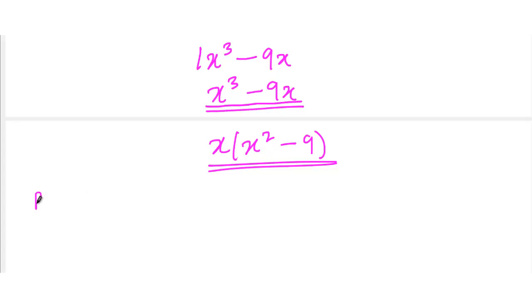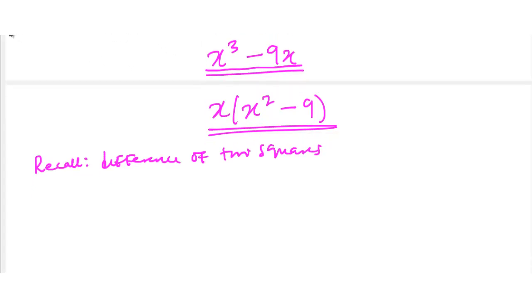Now, you need to recall the concept of difference of two squares. Difference of what? Two what? Squares. So what does difference of two squares tell us? It tells us that if you have a squared minus b squared, it is the same thing as a plus b into brackets a minus b. This is difference of two squares.